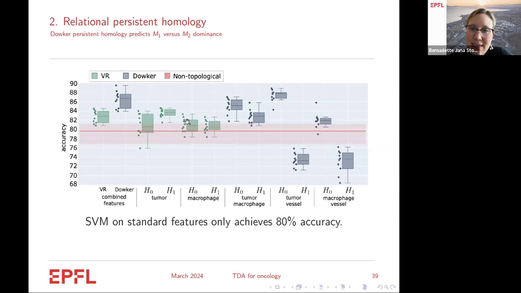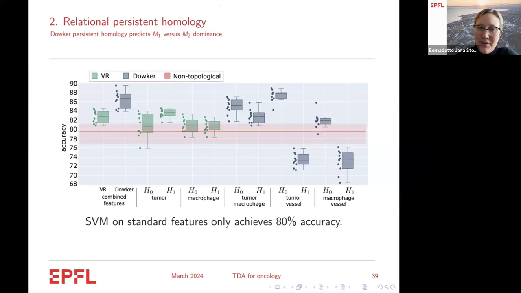And then in gray, we have the Dowker features, which do much better already, not in all cases, but in many cases. And if we combine them in particular, then they do very well. And if you run Vietoris-Rips separately on the different cell types, then this also performs better than the standard features, but it doesn't do as well as the good performing Dowker features. And even if you concatenate all the different Vietoris-Rips filtrations into one vector, you will not get the same accuracy as when taking the relations into account in the Dowker complex.